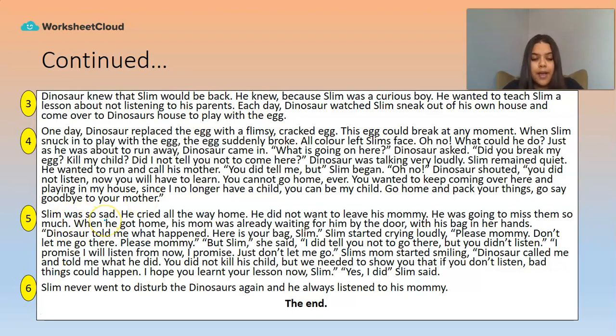Slim was so sad. He cried all the way home. He did not want to leave his mommy. He was going to miss them so much. When he got home, his mom was already waiting for him by the door with his bag in her hands. "Dinosaur told me what happened. Here is your bag, Slim." Slim started crying loudly. "Please, Mommy, don't let me go there. Please, Mommy." "But Slim," she said, "I did tell you not to go there, but you didn't listen." "I promise I will listen from now onwards. I promise. Just don't let me go."